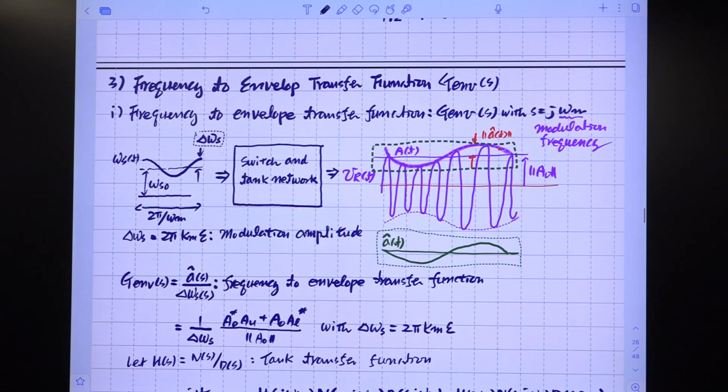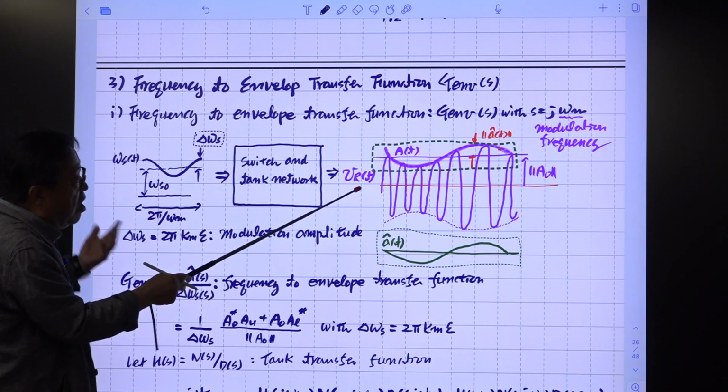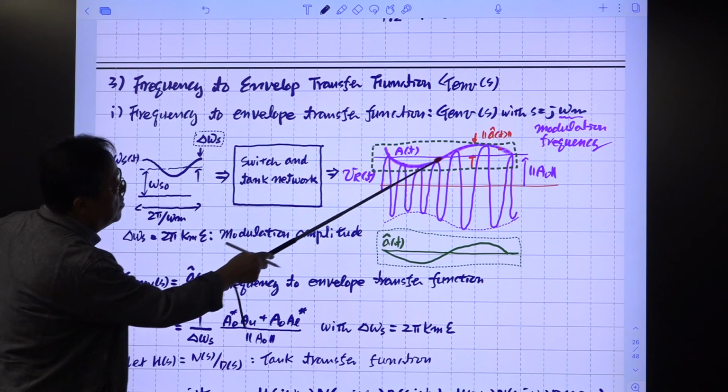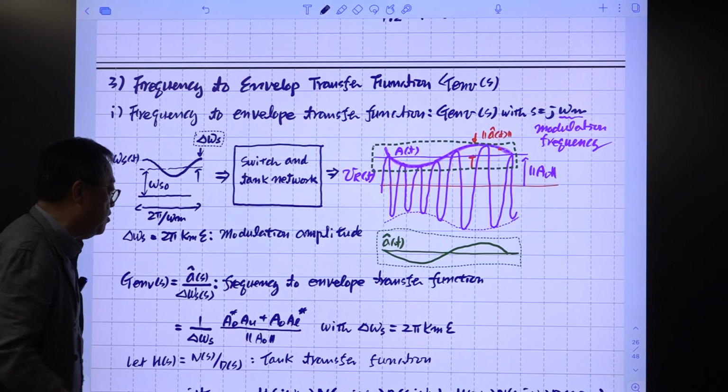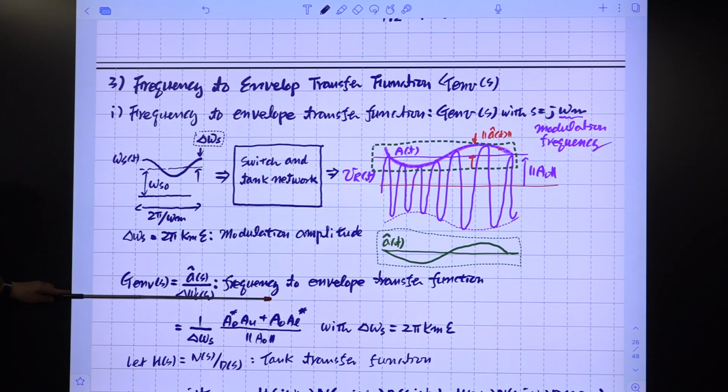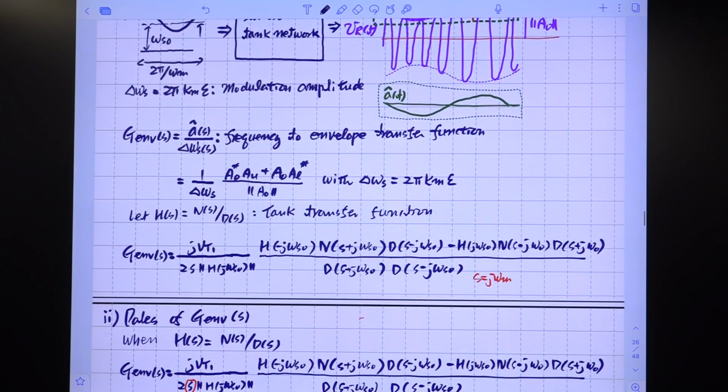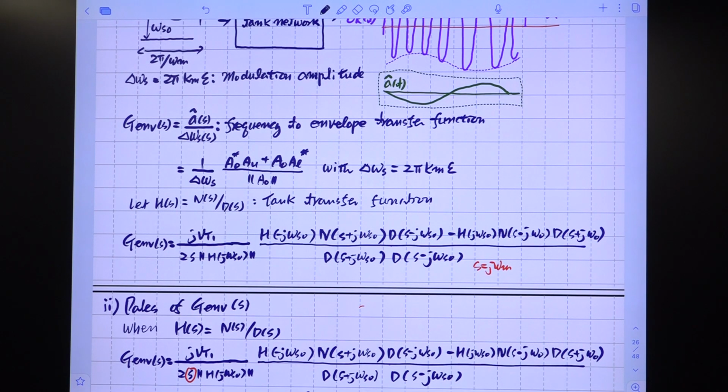So this was the input. We derived the expression of this, and we derived the expression of this envelope sinusoid, and the frequency to envelope transfer function is this one. The expression of A hat star was this, and this is del omega s. So this is the transfer function, right? We need to evaluate this. The procedure is very complicated, very lengthy and very tedious, but I just write out the result.